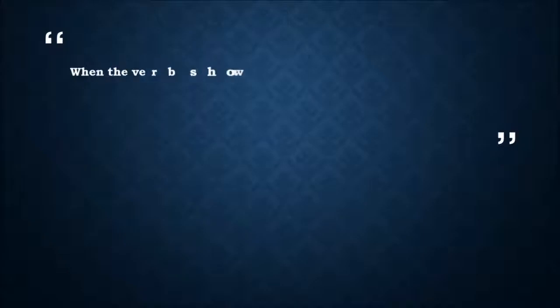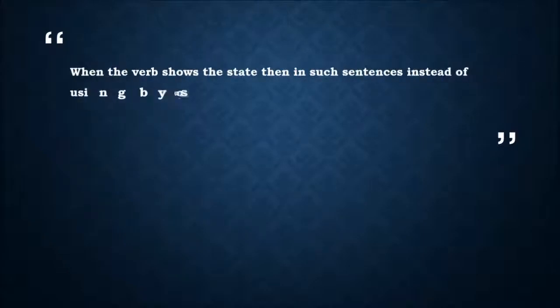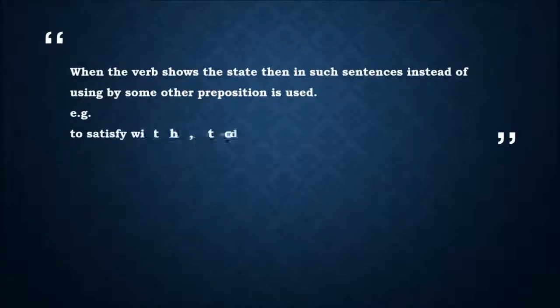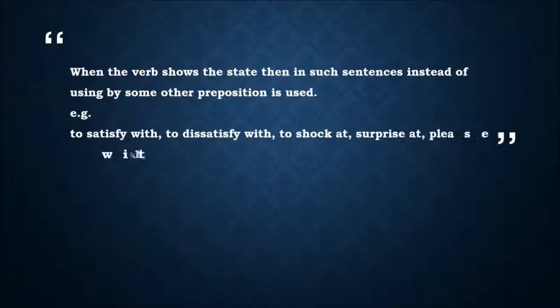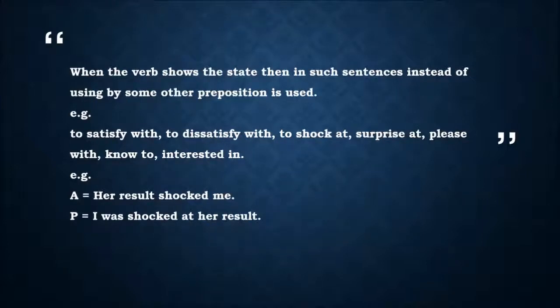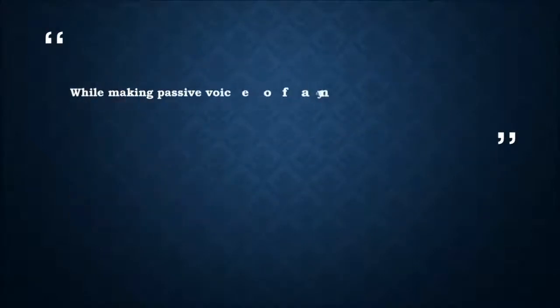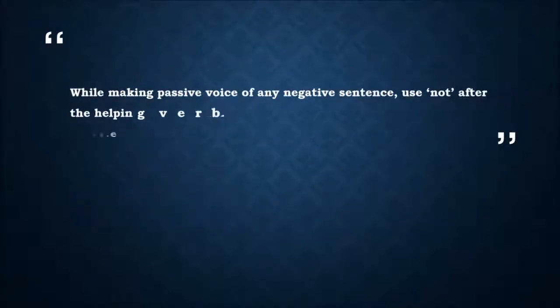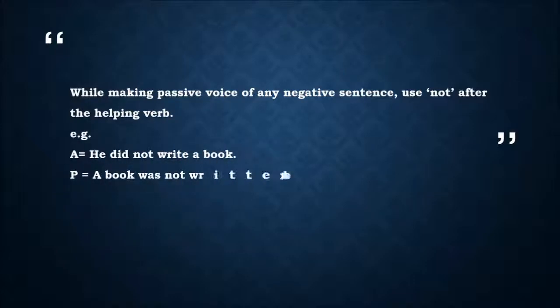R. When the verb shows a state, then in such sentences, instead of by, some other preposition is used. E.g., satisfy with, dissatisfy with, shock at, surprise at, please with, known to, interested in. E.g., active: her result shocked me. Passive: I was shocked at her result. S. While making passive voice of any negative sentence, use not after the helping verb. E.g., active: he did not write a book. Passive: a book was not written by him.